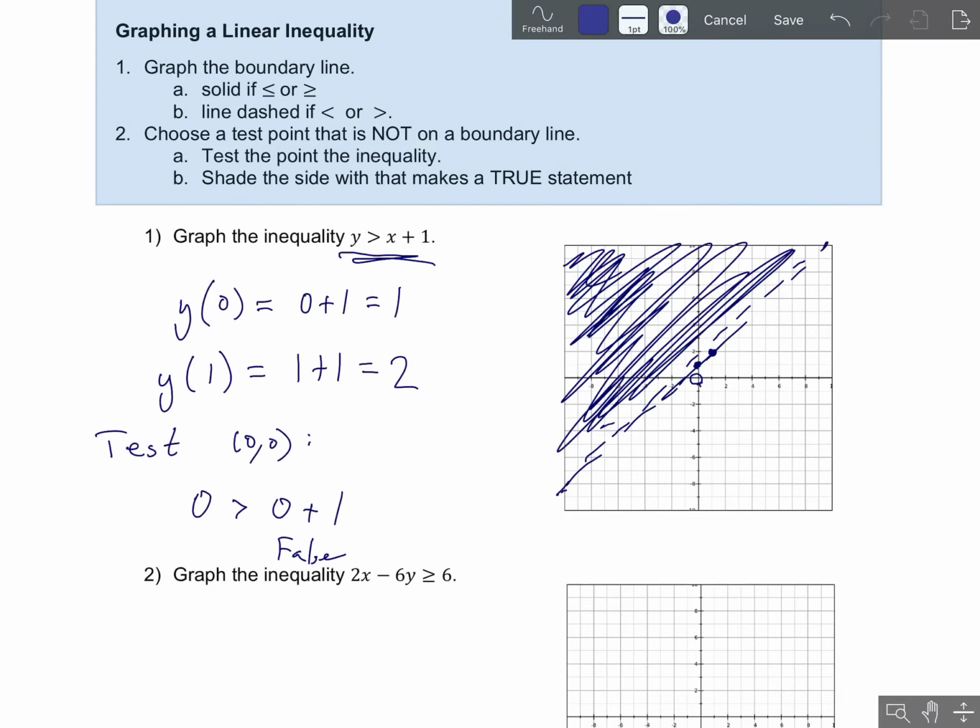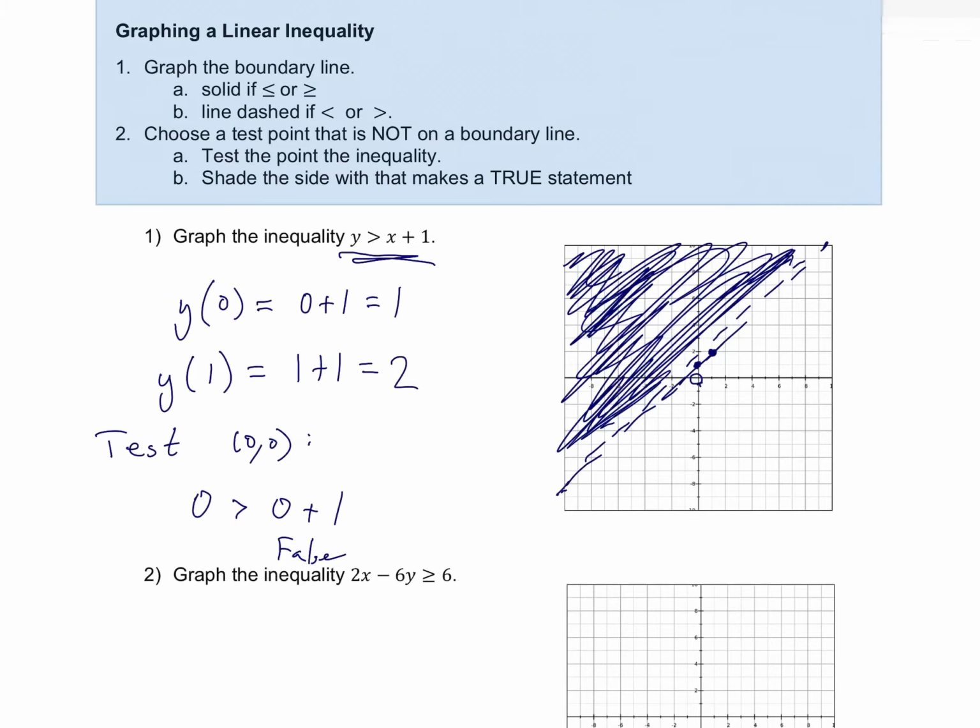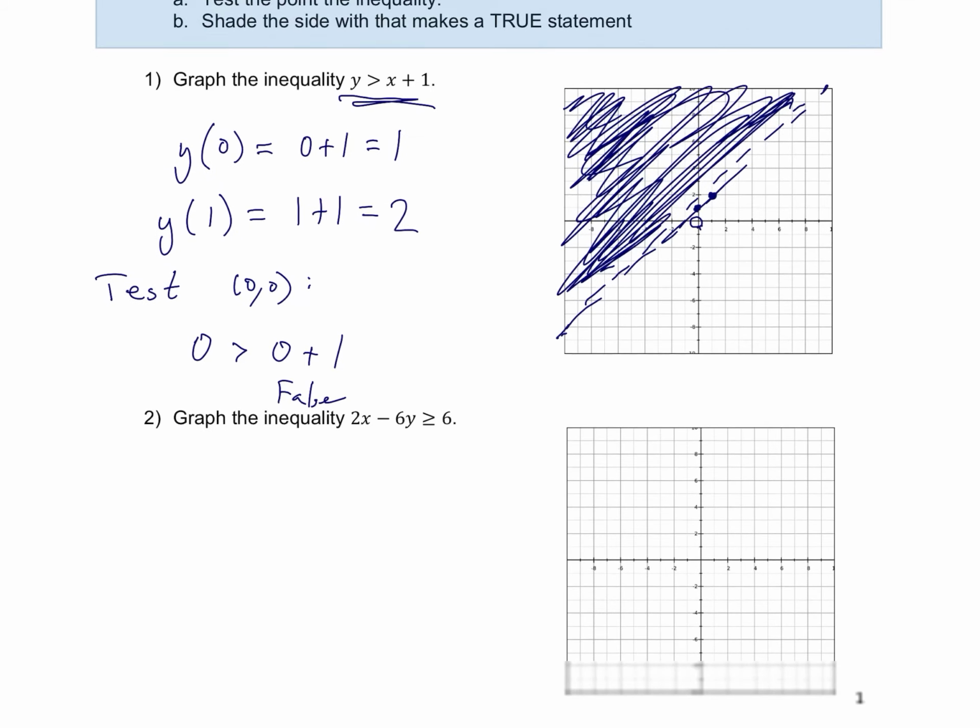So I've now shaded the solution set. The solution set includes everything that lives over here to the left side of this line, but it doesn't include this boundary line itself, just because of the strictness of the inequality.